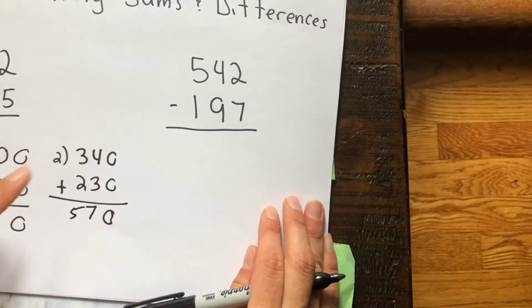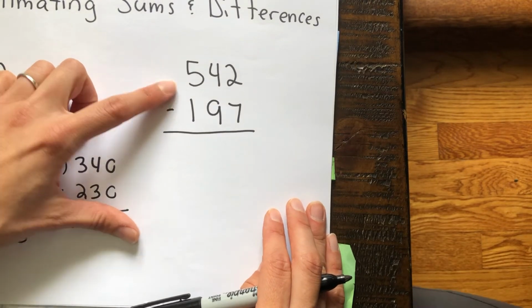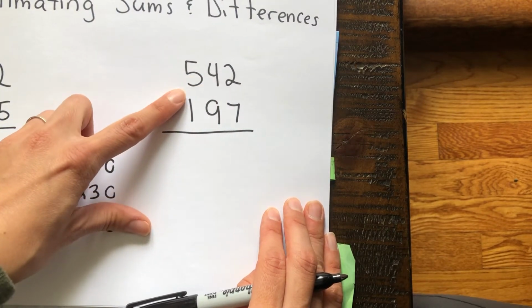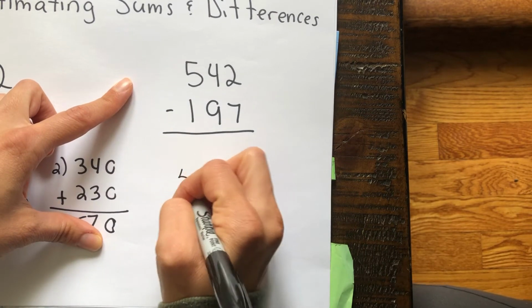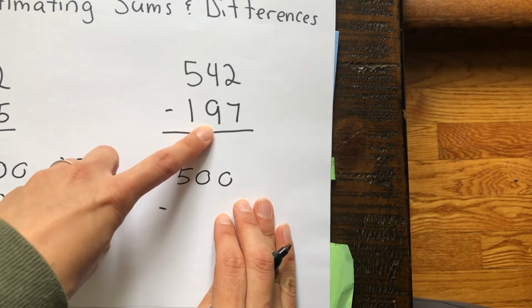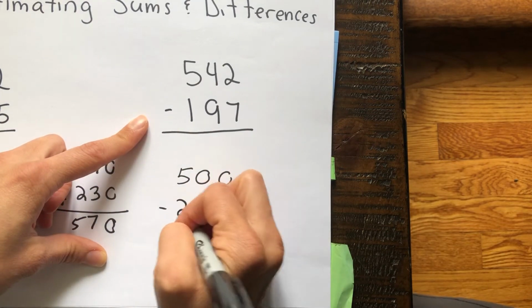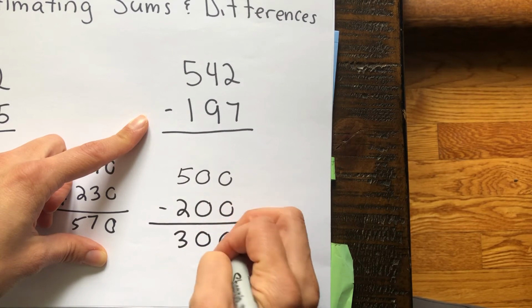Same thing goes for subtraction. So the first way I'm going to do that is by rounding to the nearest hundred. So 542 is closer to 500 than 600. Minus 197, that is super close to 200, which gives me an answer of 300.